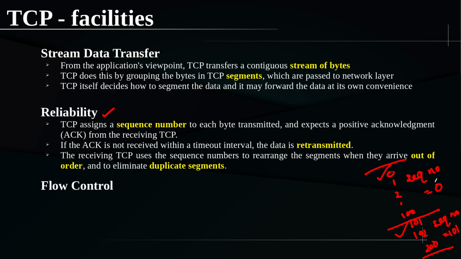So by looking at the sequence number, the segment starting at 0 will be taken first, then 101 will be taken, by looking at its length and so on. So it will do that reordering, and of course duplicate filtering. So altogether it provides reliability in a typical TCP.